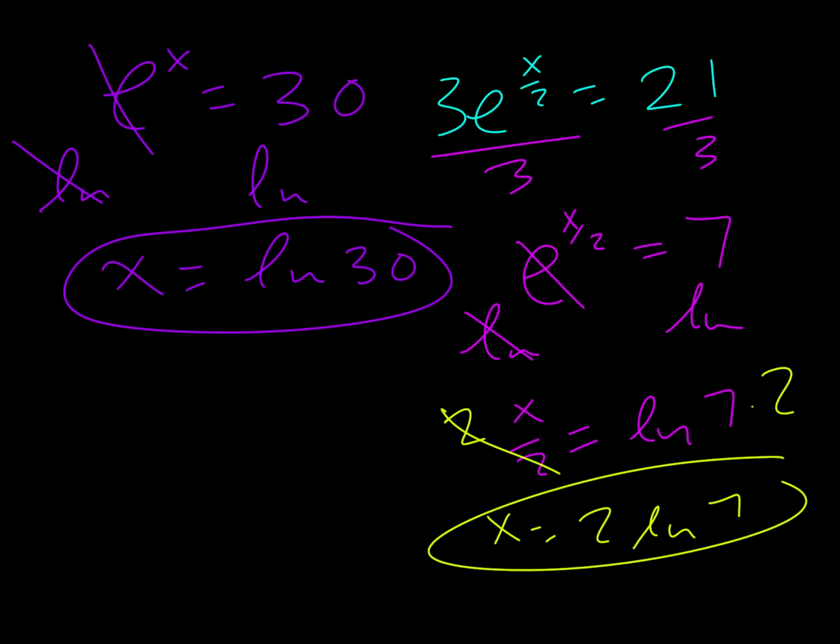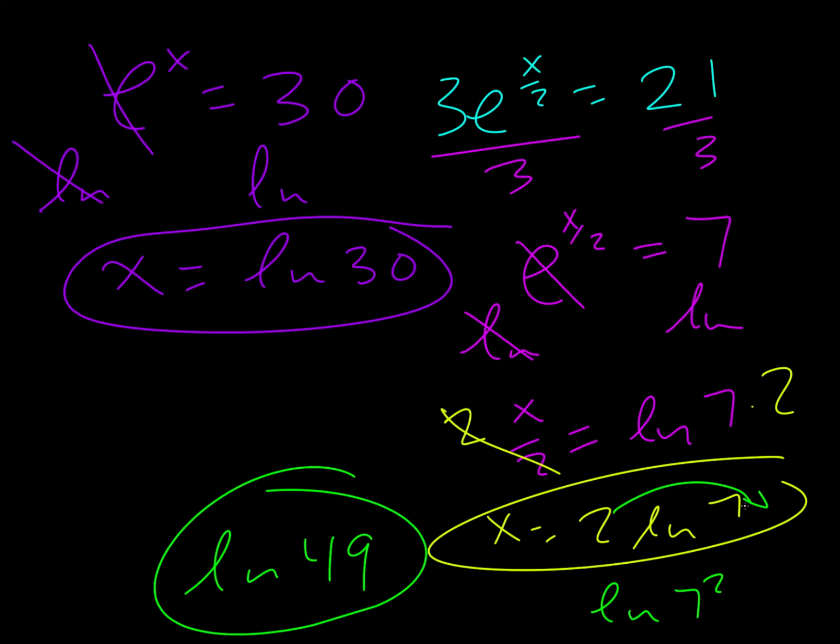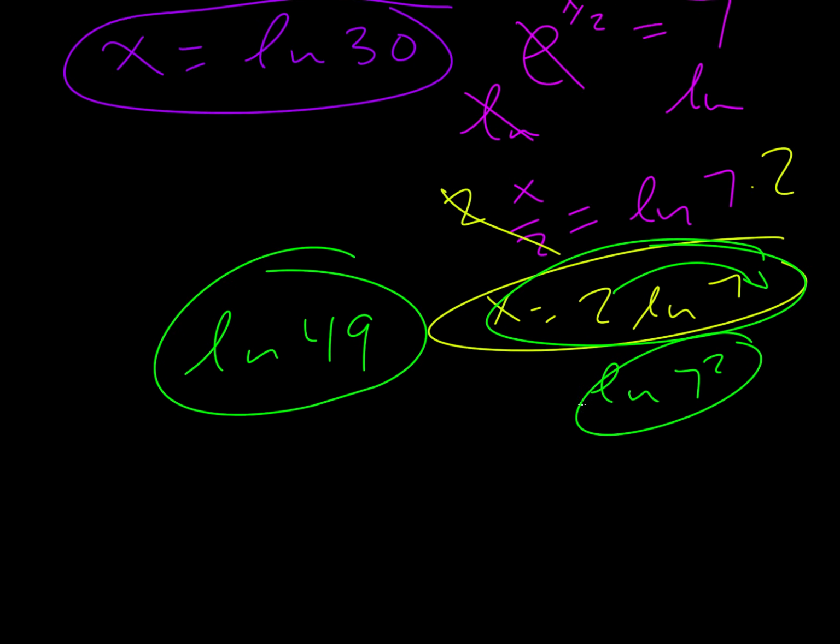We could take it another step further if we wanted to, bring this up here, and we could say natural log of 7 squared, which is natural log of 49. So really, any of these are fine. The book used the one that's in yellow, 2 natural log 7. So if you want to use that as a guide, you can use that one.